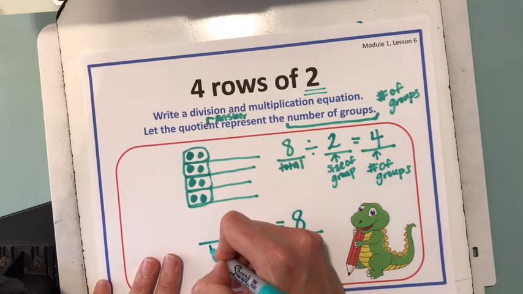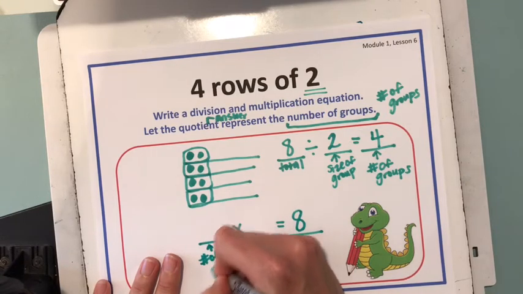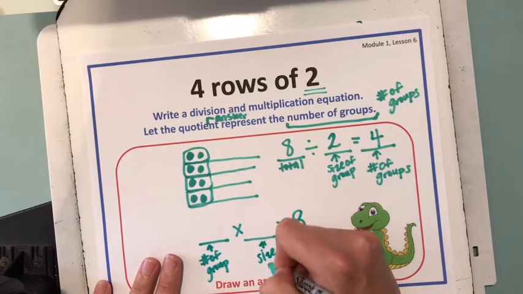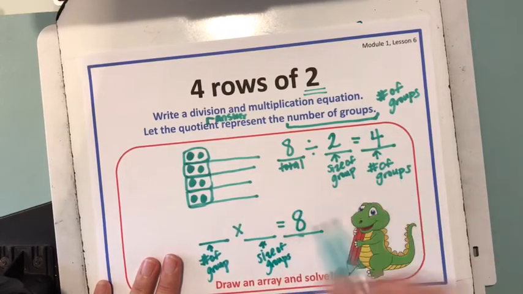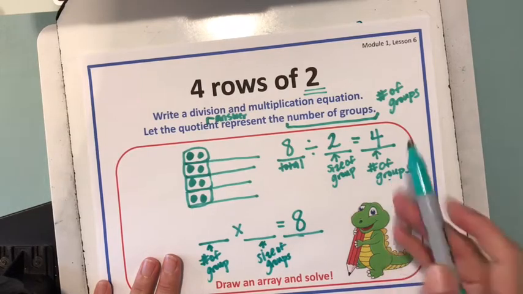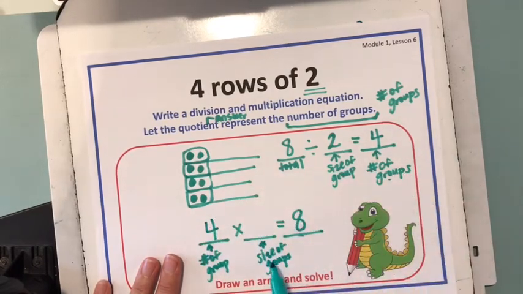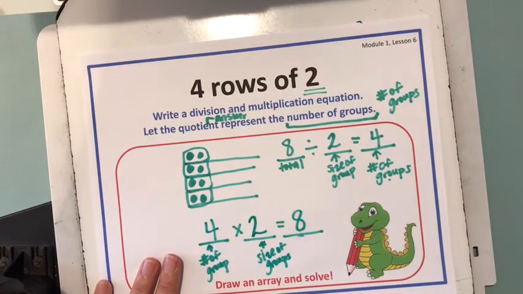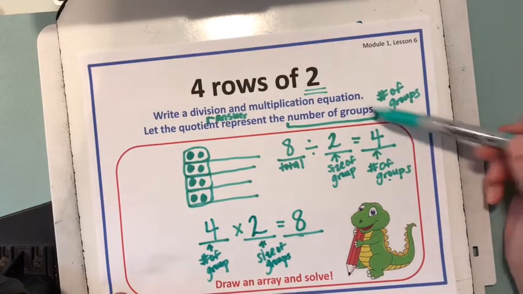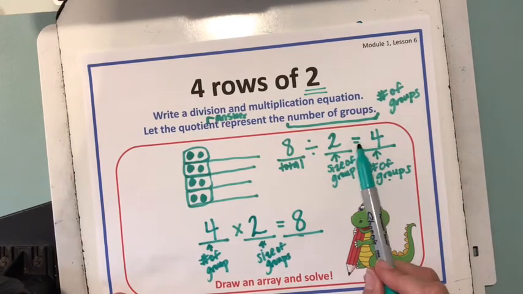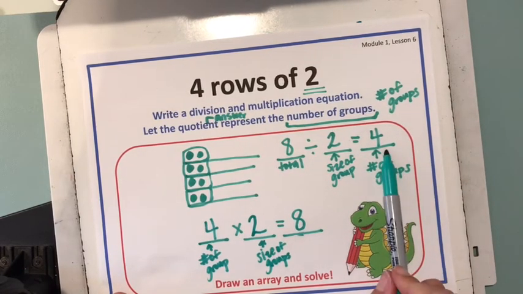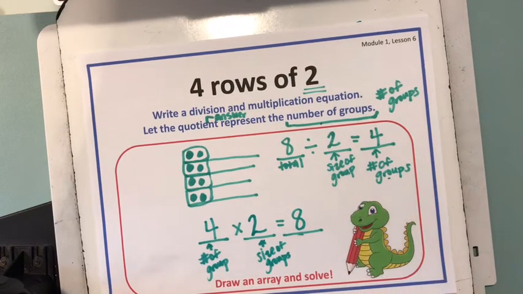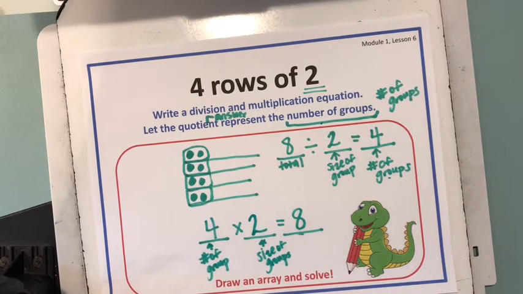But I'm going to say that I want to put my number of groups here and the size of the groups here. So the number of groups is what? 4. The size of the groups is 2. Ta-da! So we represented it with a division problem, and we made sure that the quotient, or the answer, was the number of groups, because that's what they asked. Okay, and we represented it in a multiplication equation.